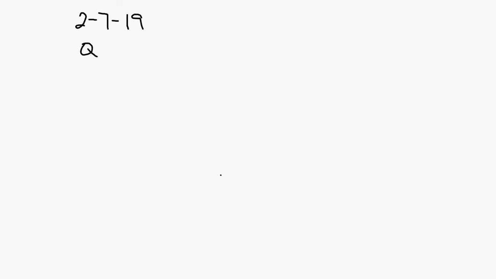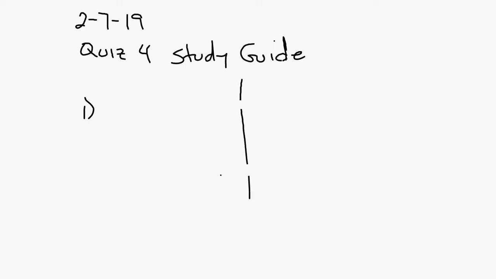Alright, quiz 4 study guide. And number 1 is a repeat problem from last week, where it says that the grid shows the positions of the subway stop and your house. So you need a coordinate plane. Subway stops at -7, 8. So -7 and 8 is right here.